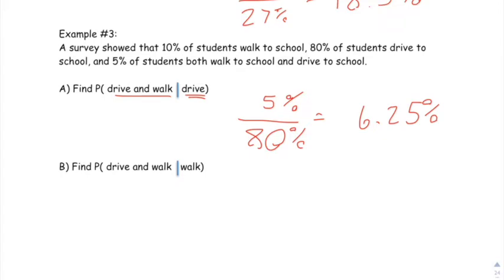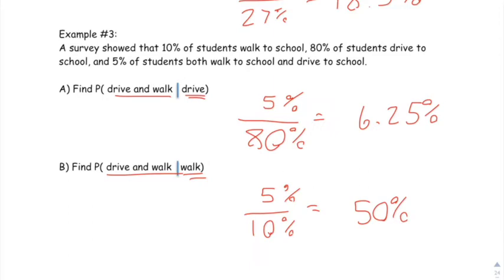Okay, next one right here. Find the probability that they drive and walk given that they just walk. So if you look at just the 10% that walk to school, and then we're going to compare that to the 5% that walk and sometimes even drive. So that would be about 50% right there. 50% of the kids that drive and walk, given that they walk in the first place. And that's what that means.